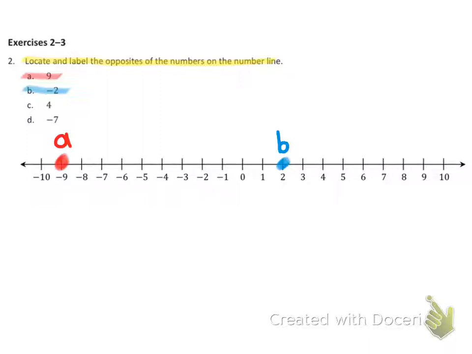So now that you paused the video and tried it on your own, let's look at letter C. I have positive 4, but I need to locate the opposite of positive 4, which is negative 4, and I label that point C. And then finally, I have point D, negative 7. So the opposite of negative 7 is positive 7.